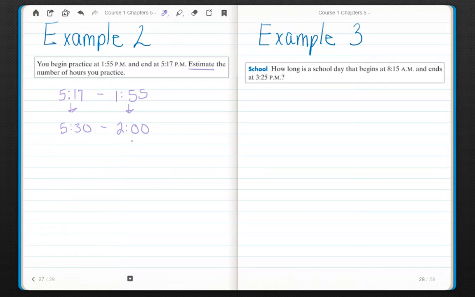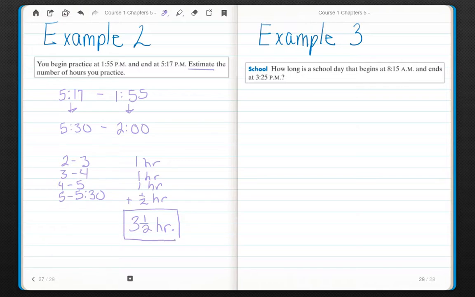Thinking elapsed time, I like to work it by counting. So I have 2 to 3 o'clock is 1 hour. 3 to 4 o'clock is another hour. 4 to 5 o'clock is a third hour. And 5 to 5:30 is half an hour. So 1, 2, 3 and a half hours, approximately, because it's about, have been spent practicing.